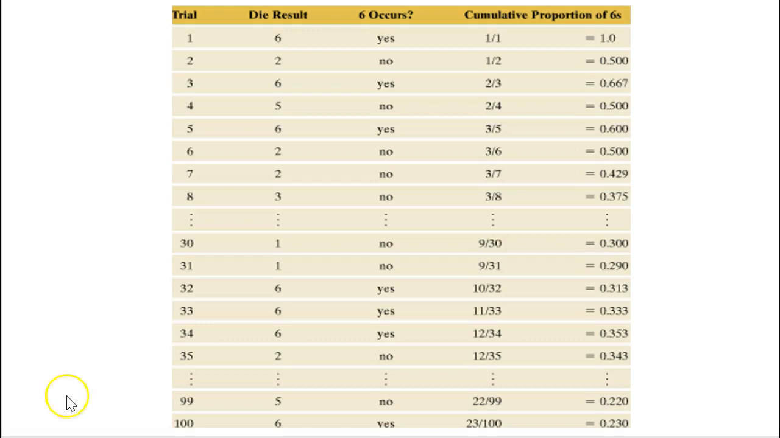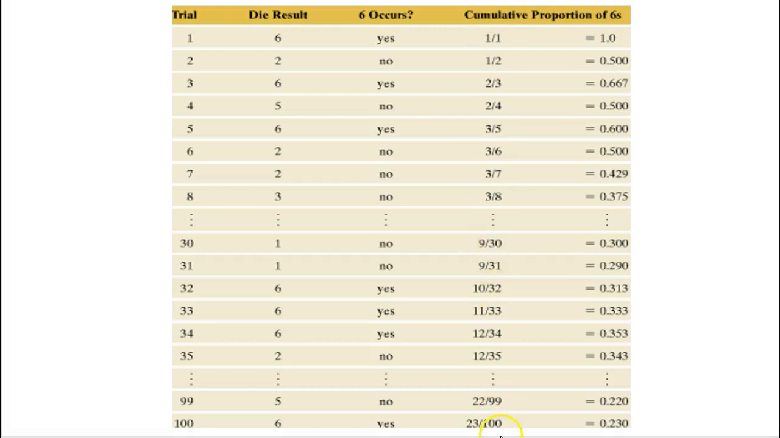So notice, looking at the left column, we have different trials. Each of these trials means that we rolled the die. So we rolled the die 100 times. This column gives us the dice results for each of the 100 rolls. This column tells us yes or no, did we see a 6 on that particular outcome.